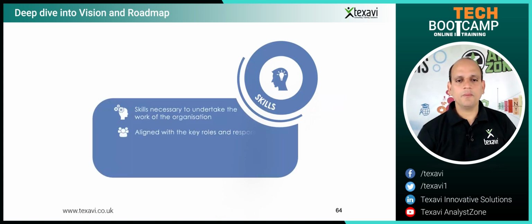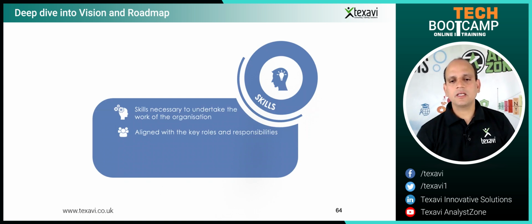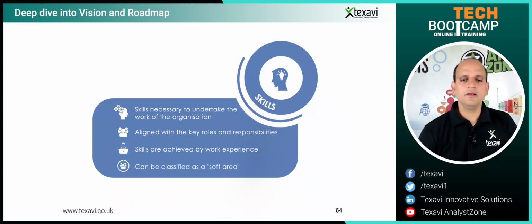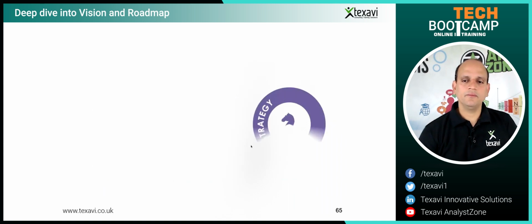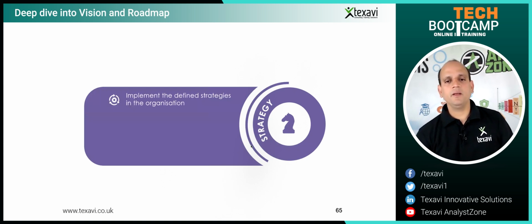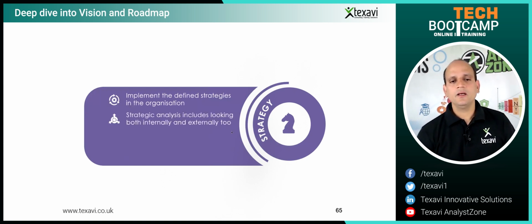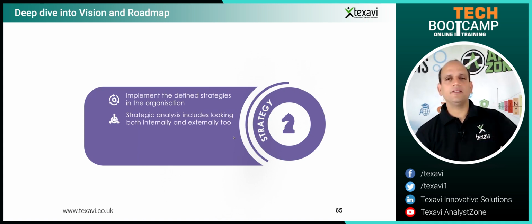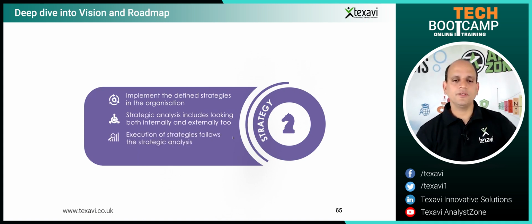Skills, again, we talk about in order to undertake the work, it could be hard skills, soft skills, and then skills could be achieved by work experience. So you could get people who are experienced in that area. Again, this is a soft one, like the previous one. Strategy is a way of doing things, an approach for defined strategy, both internal and external. So you could have internal facing strategy as well as market facing strategies and approaches.